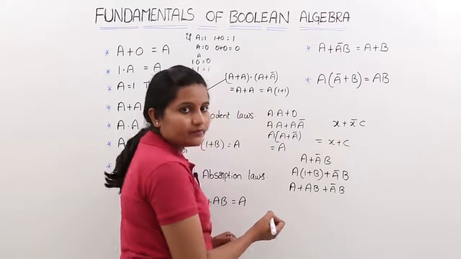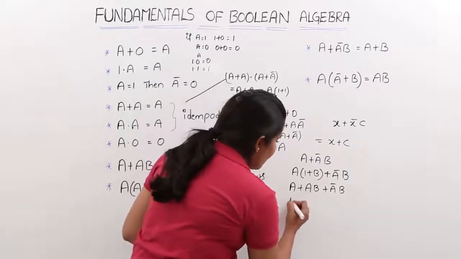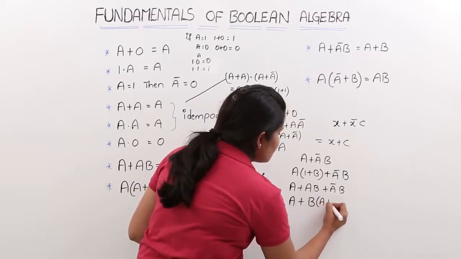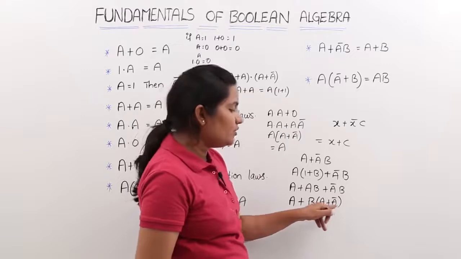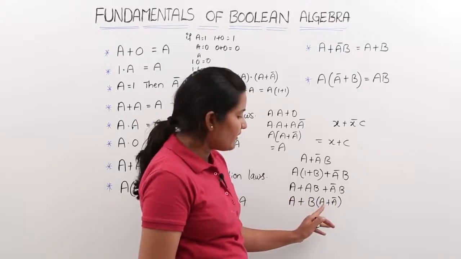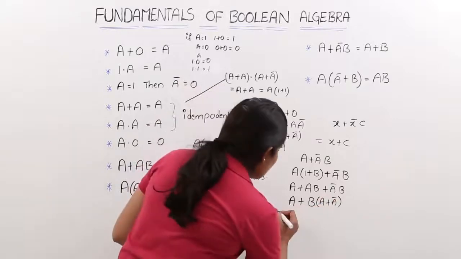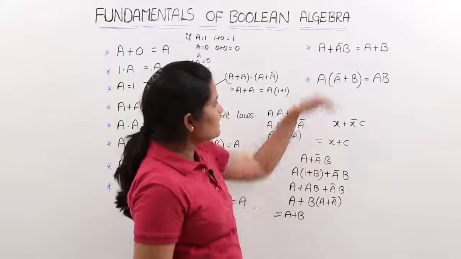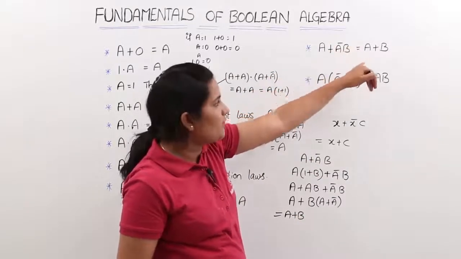So, here I am taking common of B: A plus B into A plus A bar. Here A plus A bar value is equivalent to 1. You know the value of A plus A bar, that is equal to 1. So, this is nothing but A plus B. Like this we can solve this expression. So, A plus A bar B is always equivalent to A plus B.